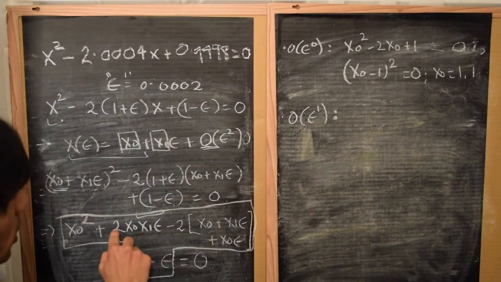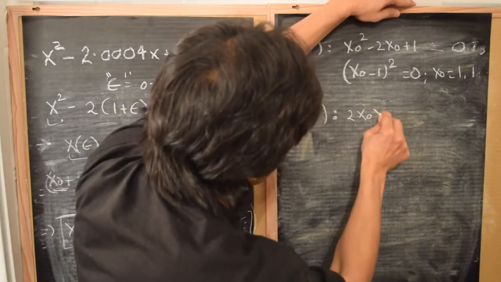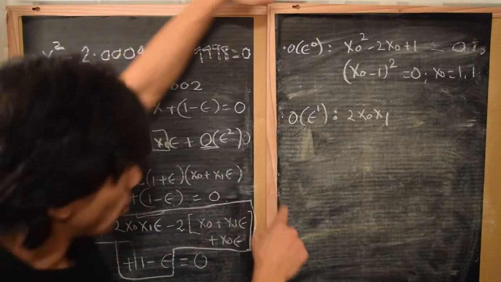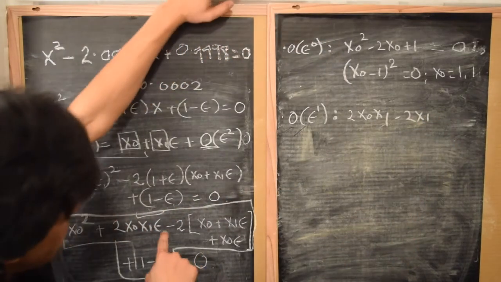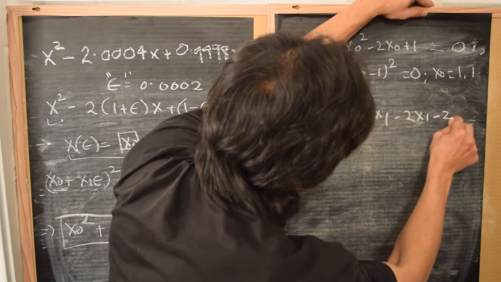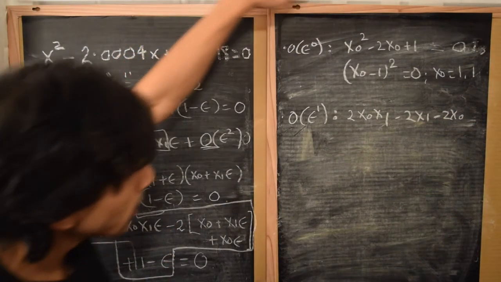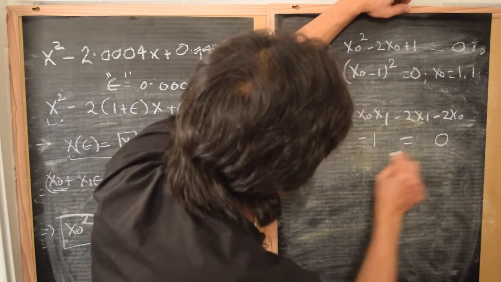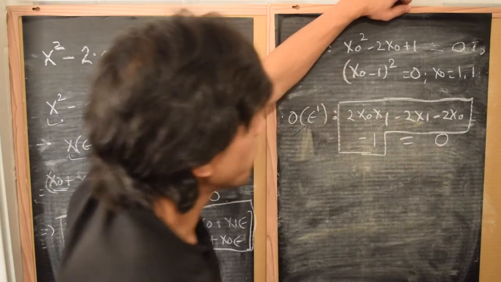So we have a term 2x naught x1, that's this one. Then we have minus 2x1. Then we have minus 2x naught. And then we have minus 1 equals 0. So we have this entire expression equals 0.